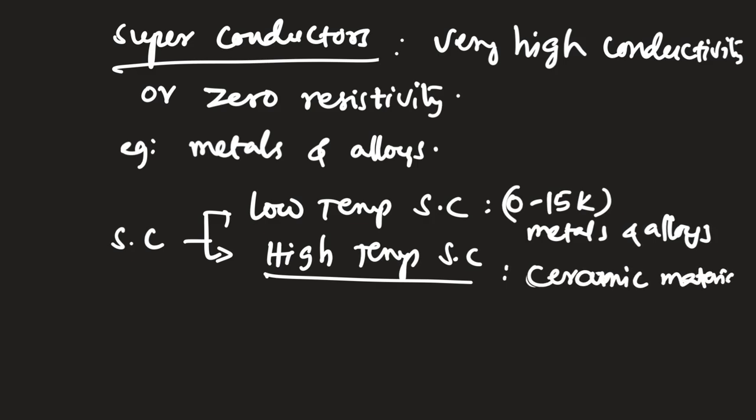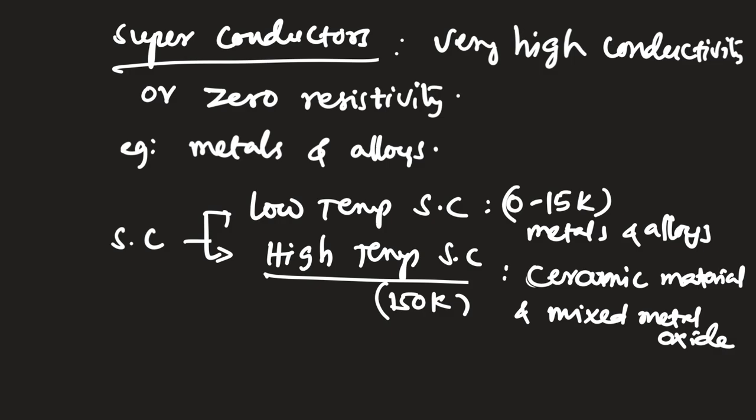High temperature superconductors are ceramic materials and mixed metal oxides. These are the examples for high temperature superconductors, at nearly 150 Kelvin temperature.